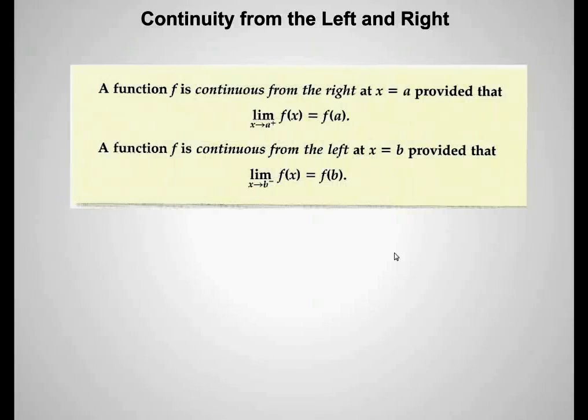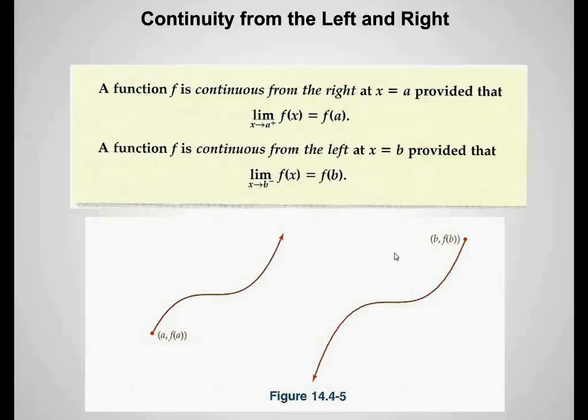Well, now that we've looked at left and right hand limits, we can really explore what it means to be continuous from the left or the right. And on page 941, the concept is defined: continuity from the left and from the right. First of all, from the right, as long as the value of the function is equal to the right-hand limit, and from the left, as long as the value of the function is equal to the left-hand limit.